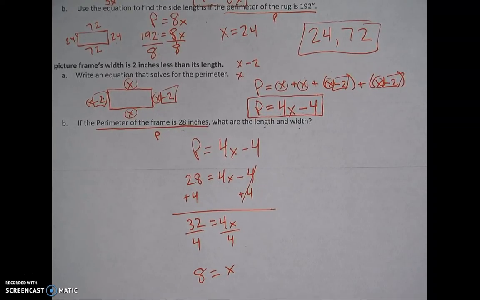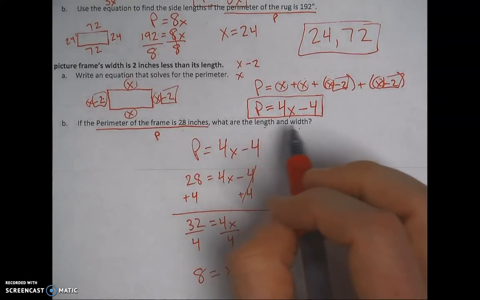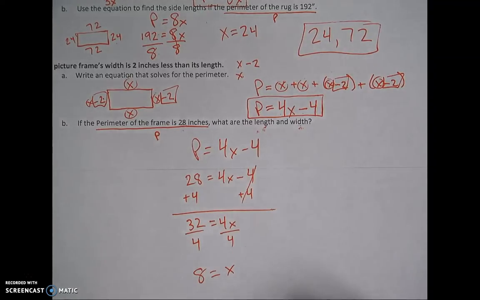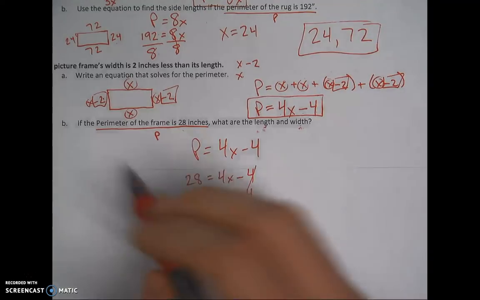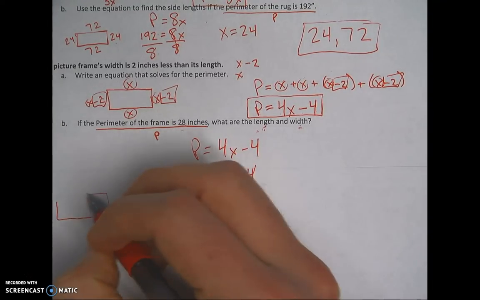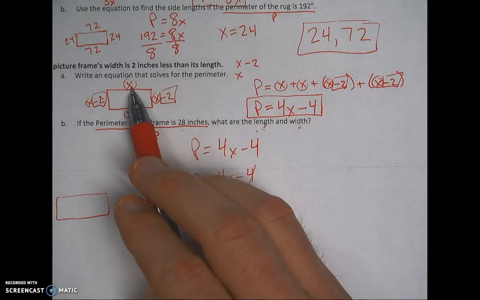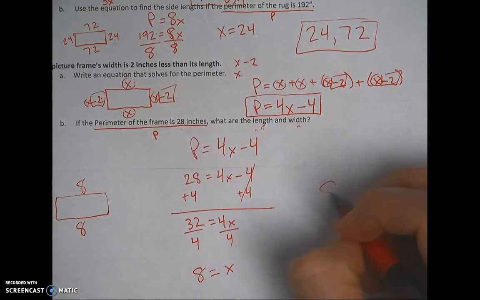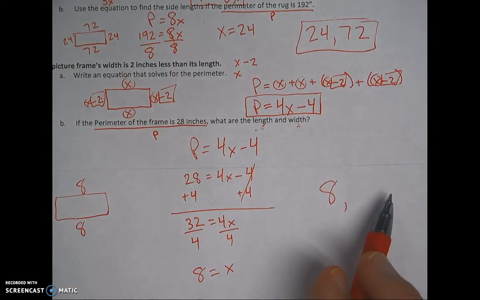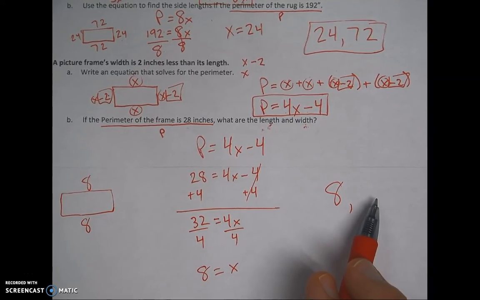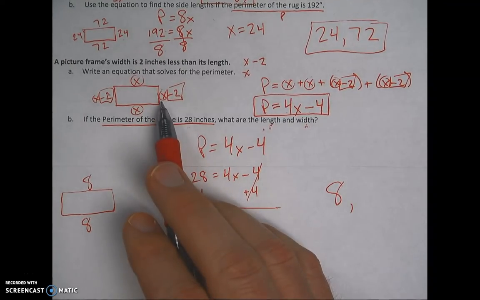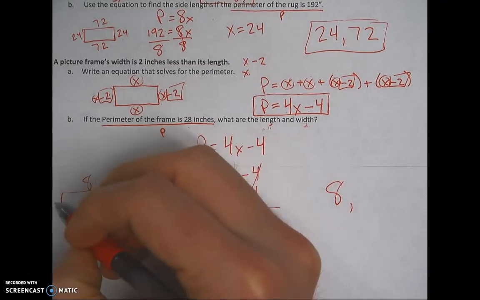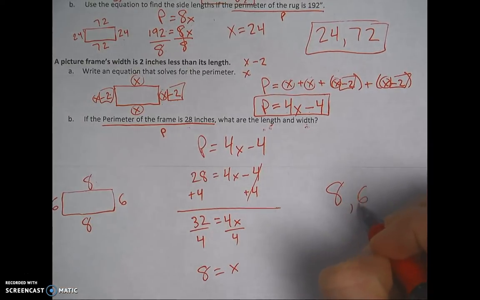Great work so far. We're not done yet, though, because we need the length and the width. So 8 is one of those. But which one? It's the x. So if we redid this picture for a second, the x is 8. So if I was labeling my picture, those two sides are 8. So that's part of my answer. Now, the other piece here is either going to be 2 more than it or 2 less than it. Go back to your picture. It said x minus 2. So it's 8 minus 2. So it's going to be 6. So I think my answers are 8 and 6.